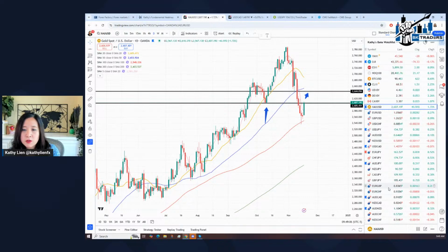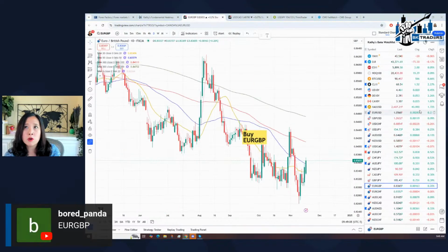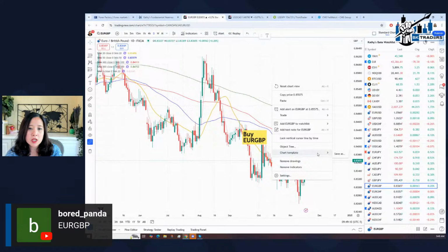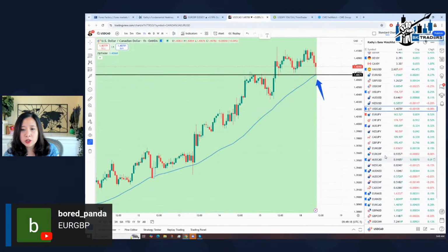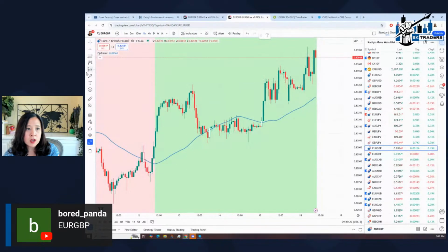Euro pound, one of you is asking about euro pound. Euro pound is bearish euros and bullish pounds, but clearly we are up. We're not going to fade this. If we're going to look for any opportunities in euro pound, I'm not going to be selling until we drop below the indicator line, and ideally when the background turns red.